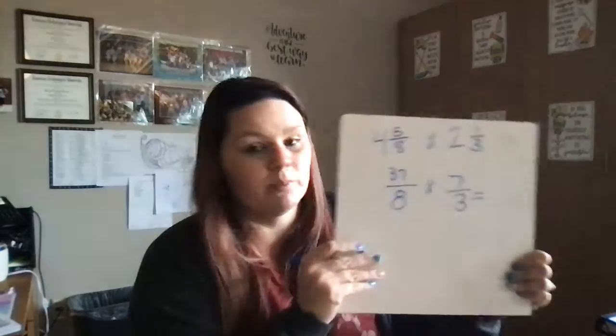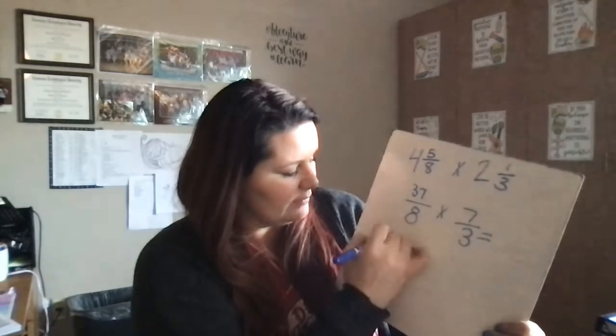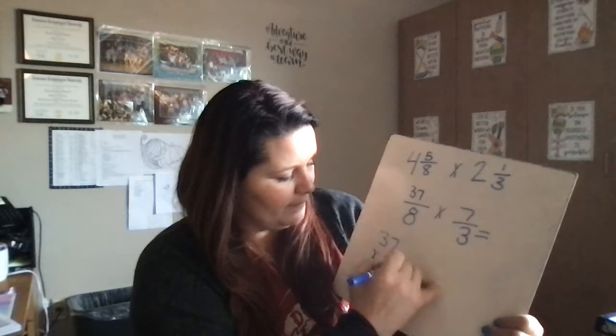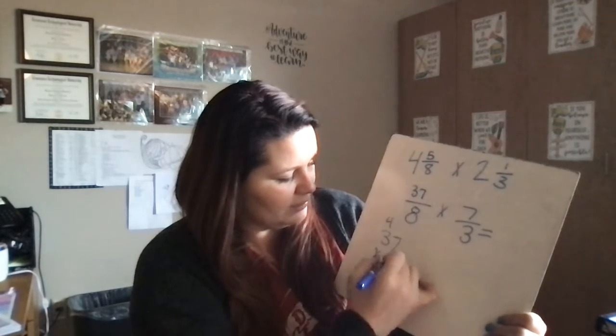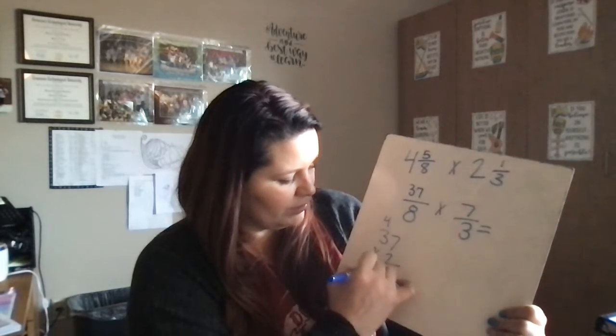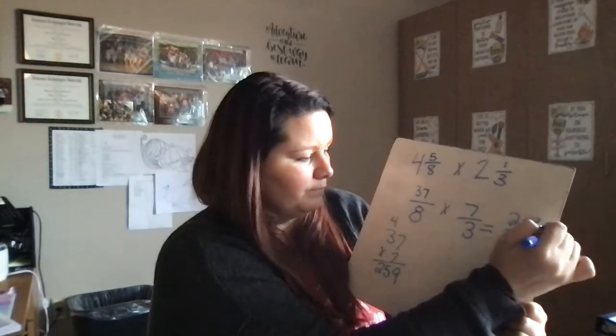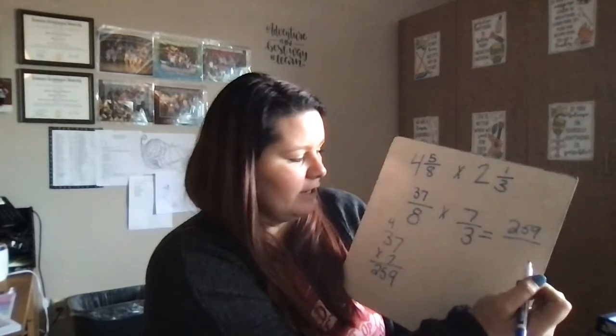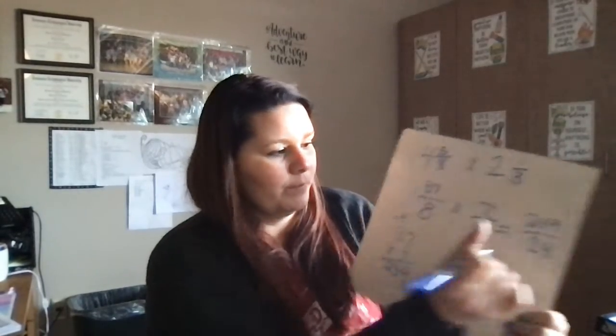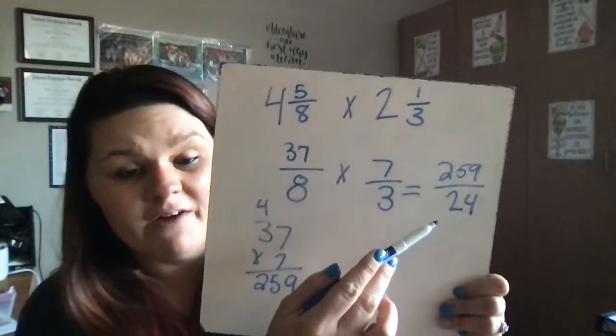And now we can multiply across. So 37 times 7, again, I'm going to go off to the side and do that. 7 times 7 is 49. 7 times 3 is 21, plus 4 is 25. So I have 259 over 8 times 3, which is 24. Now in order to simplify this, I'm going to have to divide 259 by 24 to make this into a mixed number.